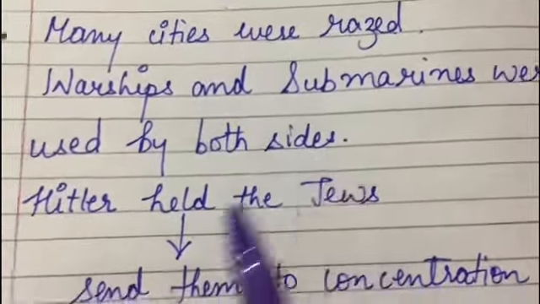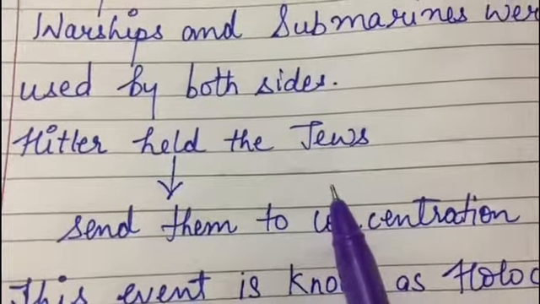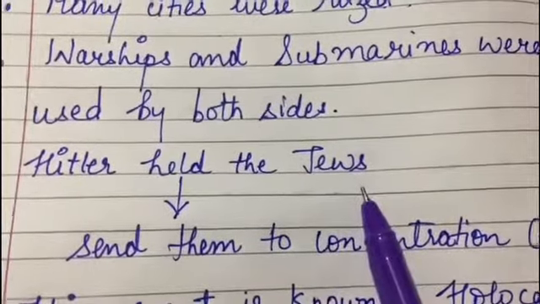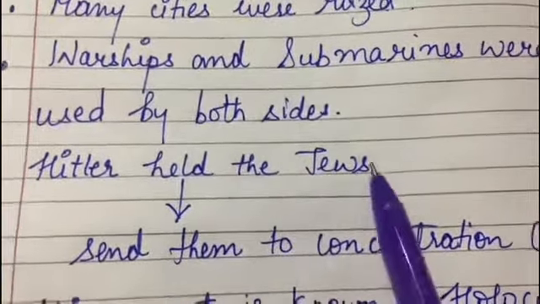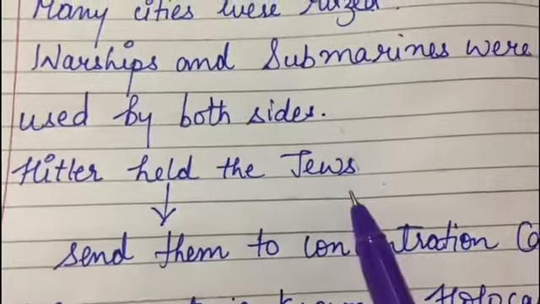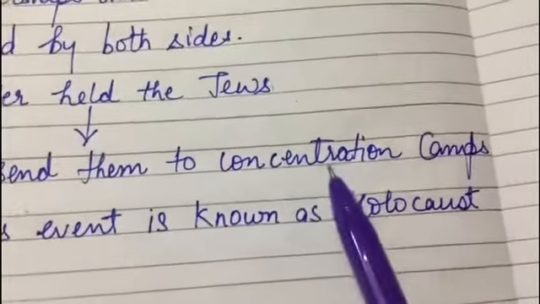After that, Hitler held Jews responsible for German misfortune. So Hitler totally blamed the Jews and he said that Jews are responsible for Germany's misfortune. Misfortune means bad luck. So what did he do? Hitler sent them to concentration camps.